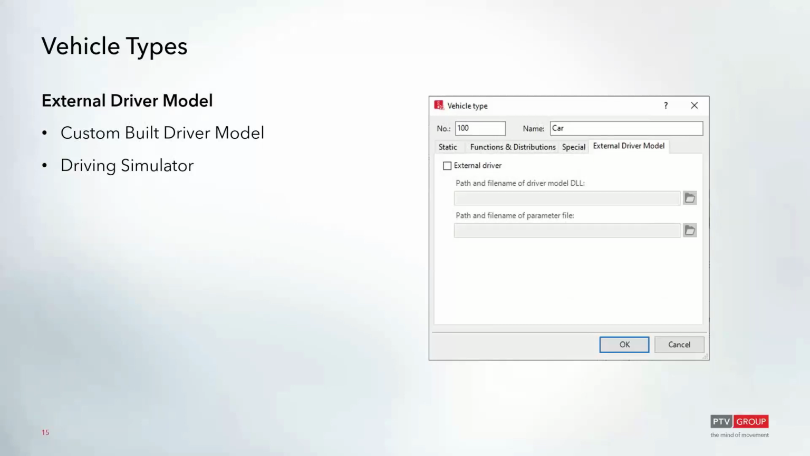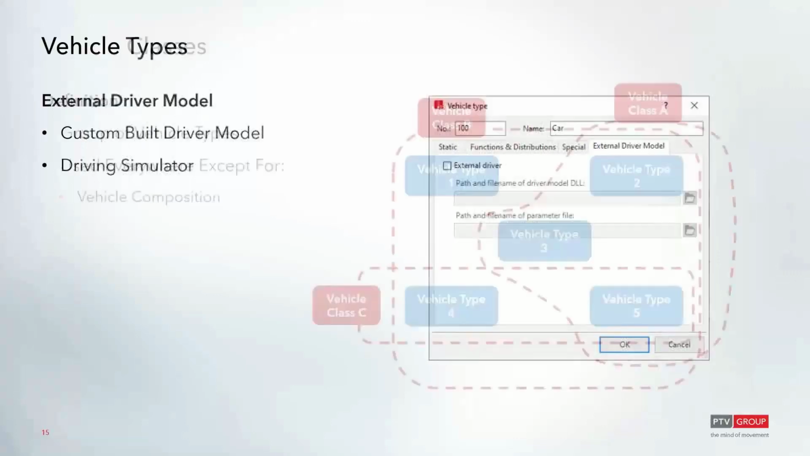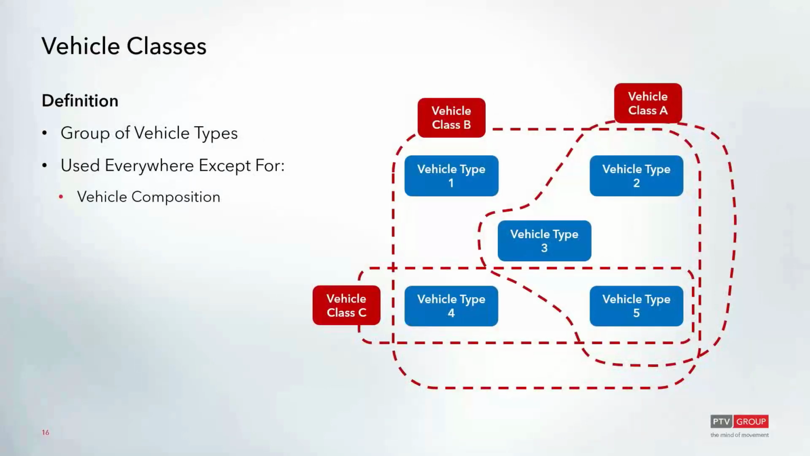And then that final tab here is for the external driver model. So this is, again, where you can build up a custom DLL and load that in if you wanted to build up your own driving behavior and driver model. All right, so that kind of covers the attributes associated with the vehicle types.